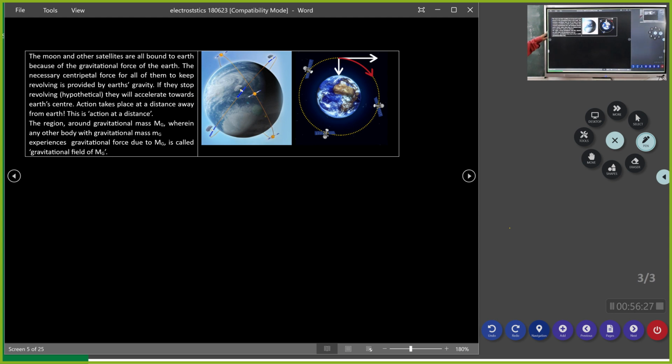So action takes place at a distance away from Earth. This is called action at a distance. Is it clear? Contact force, and these are non-contact forces. Action at a distance. So gravitational force and Coulombic forces are all non-contact forces.